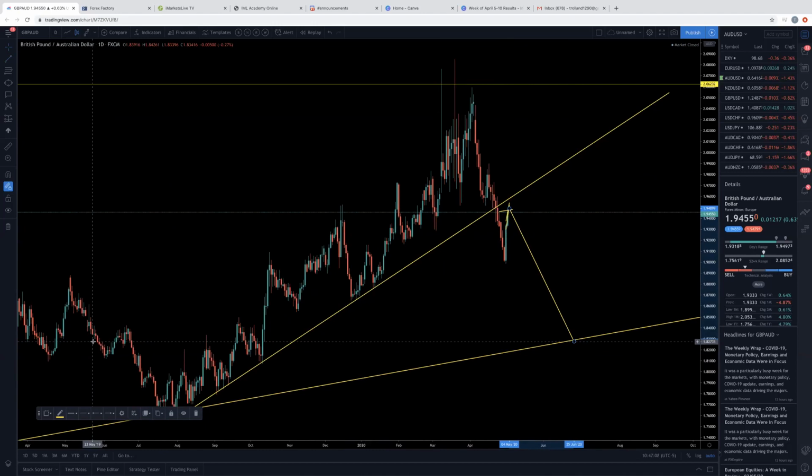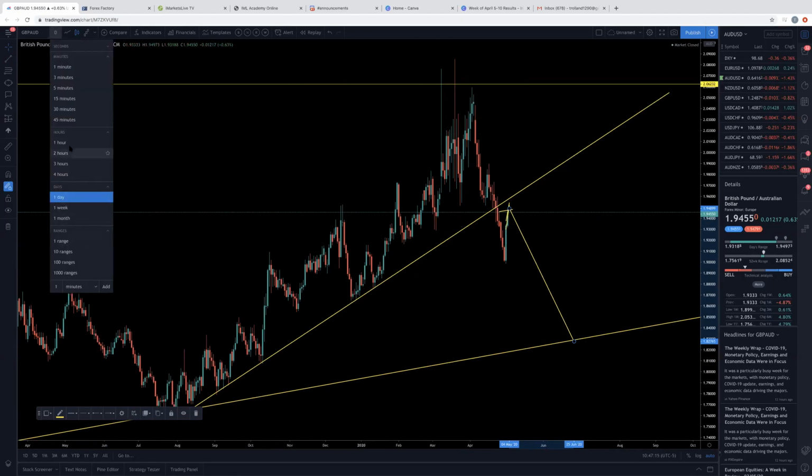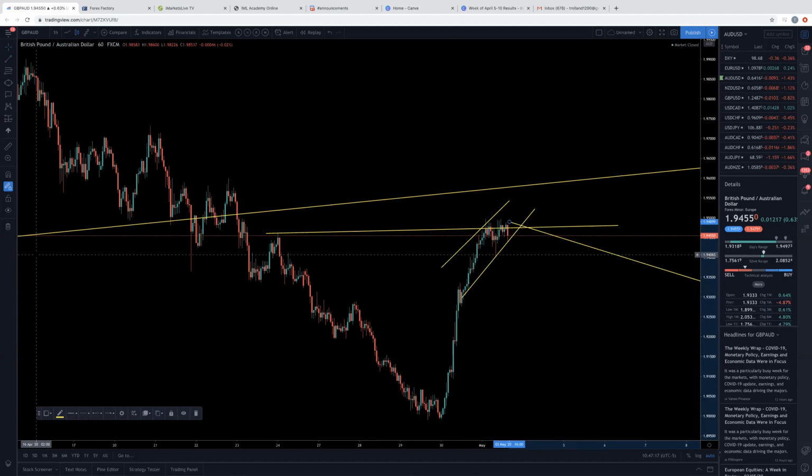Is there anybody who's confused on that? Do you all see how that story just added up all the way from the monthly all the way down to my 1 hour time frame?